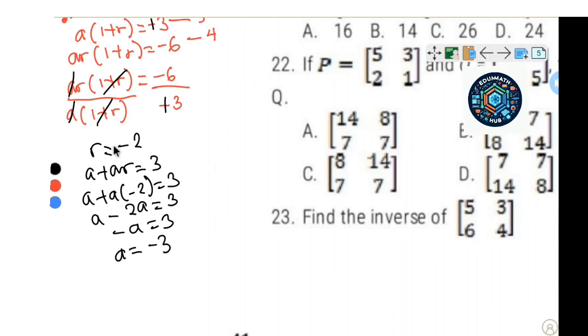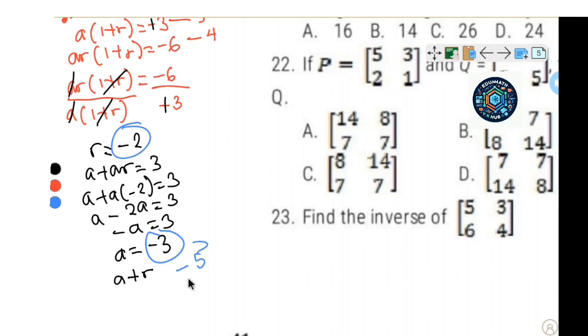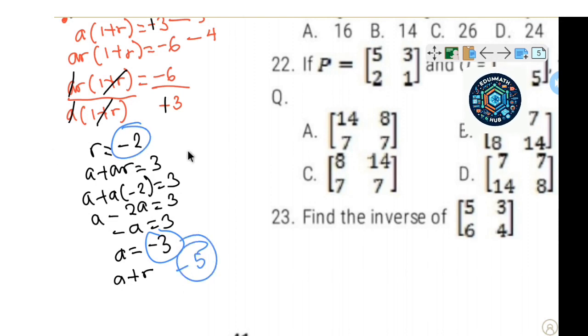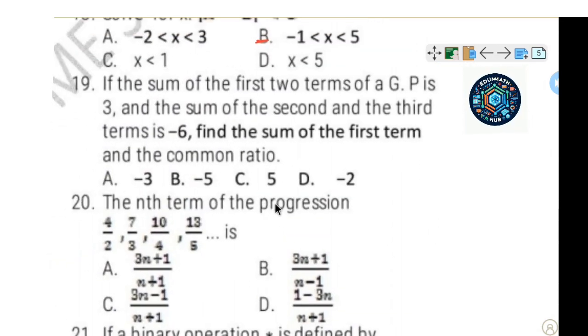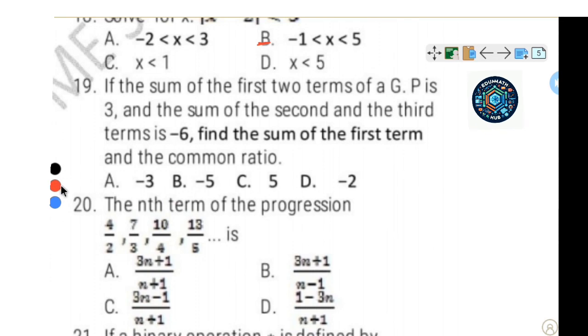So we are told to find the sum of A, the first term, and the common ratio. If you add these two numbers together, you get minus 5. So the sum of both of them is minus 5. So go to your options and look for minus 5 there. So this is the answer.